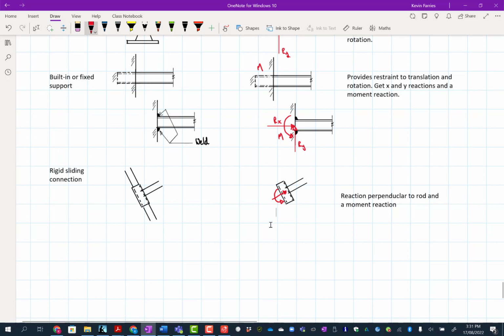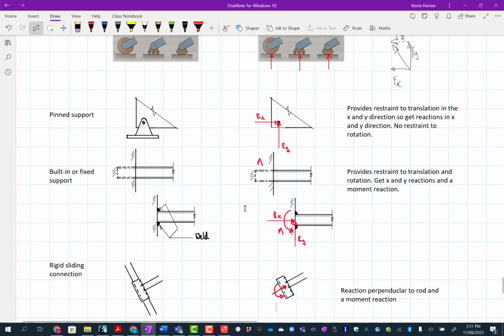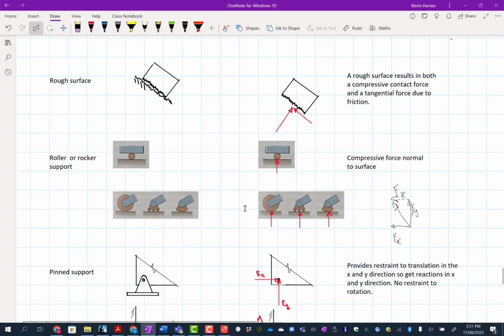Okay, so that's those. And now we'll look at moving on a bit further with the rigid body analysis itself and drawing some real free body diagrams.